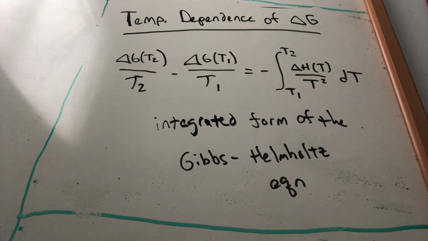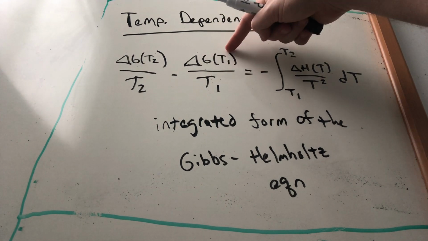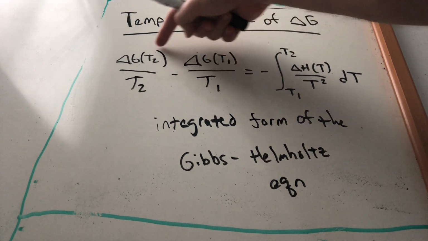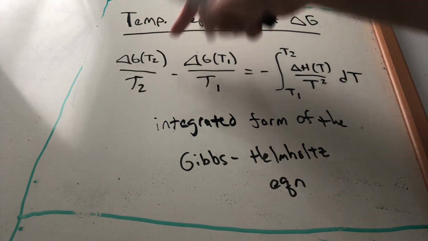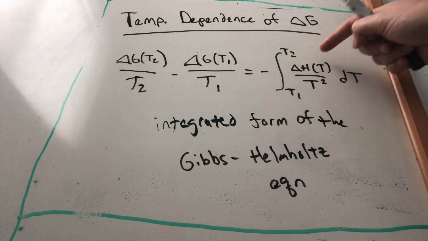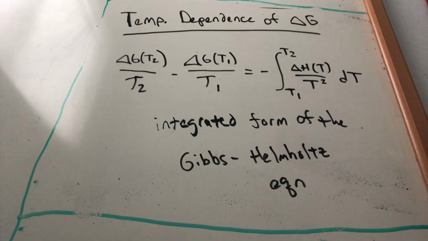This is the formal way to calculate delta G at a different temperature. So say you knew delta G at one temperature, such as a table temperature, okay? What you need to get delta G at a different temperature is you need to know what those temperatures are, and you need to know how H varies with temperature.